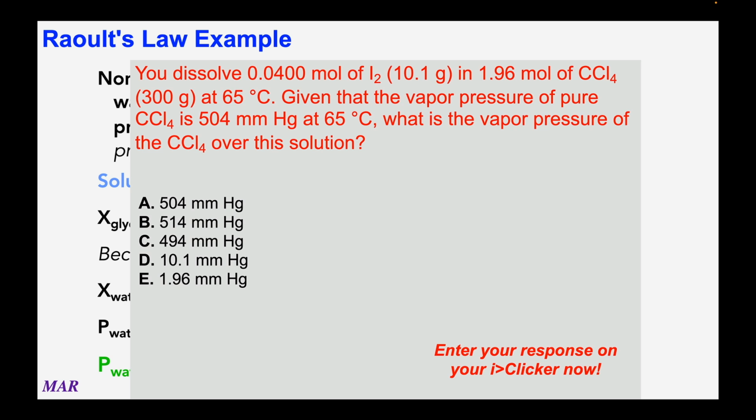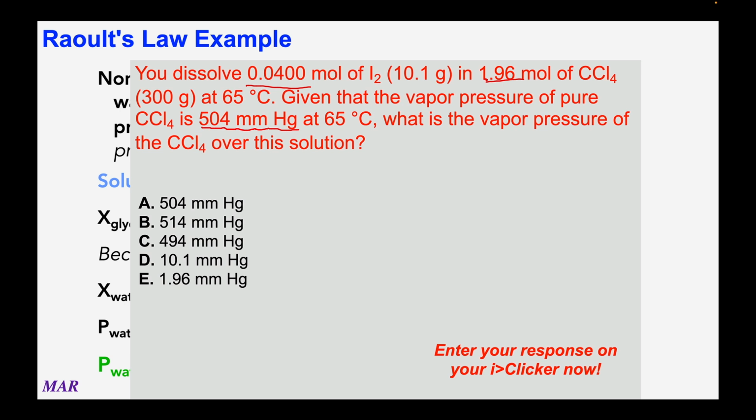So we'll use the vapor pressure in the solution equals the pure vapor pressure, which is this number right here, 504 millimeters of mercury, times the mole fraction of the solvent. So we have here 1.96 moles of carbon tetrachloride, and we have 0.0400 moles of iodine. So we're going to calculate mole fraction first. That'll be 1.96 moles of solvent divided by total moles, which is 1.96 plus 0.04, which happens to be 2. So it's like 1.96 divided by 2. That's going to be the mole fraction of the solvent. We'll then multiply that by the 504 millimeters of mercury value to give one of the answers listed down there.